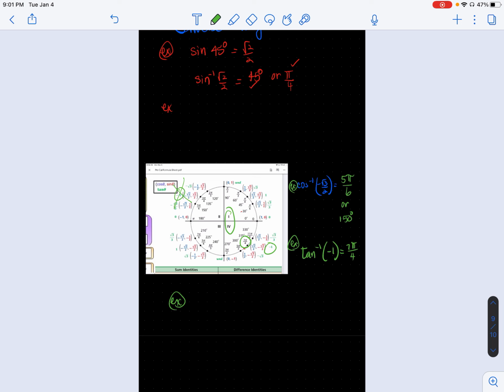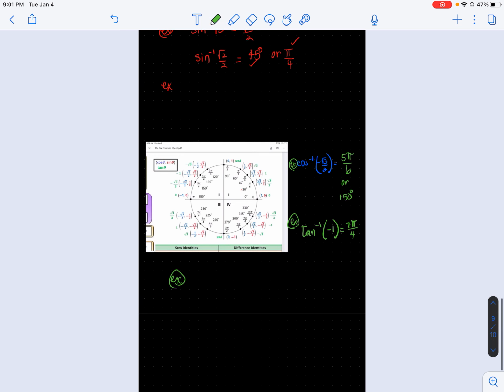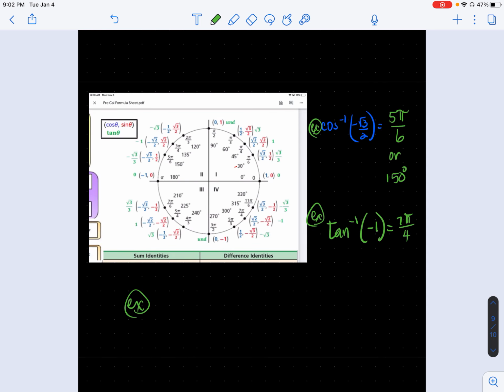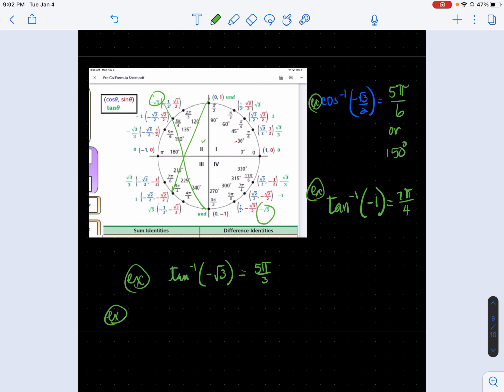Let's say we have tangent inverse negative root 3. And what angle corresponds to that? There's one here. There's one tangent value right there. But again, these two are not acceptable for tangent inverse, and hence the answer is 5 pi over 3. Okay, some more examples.